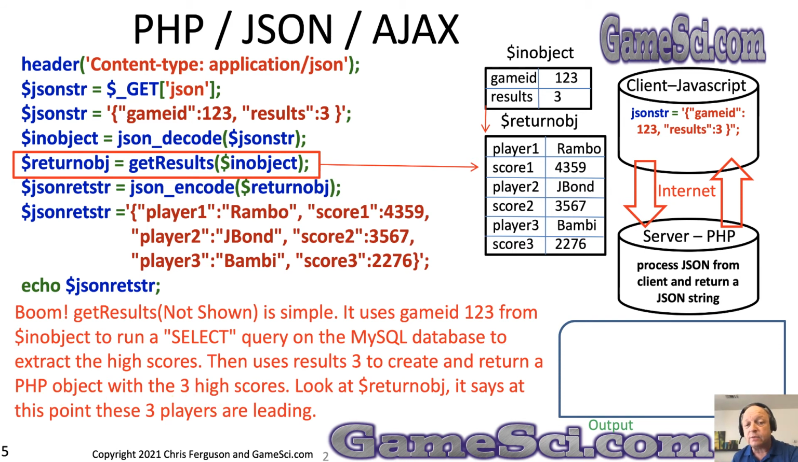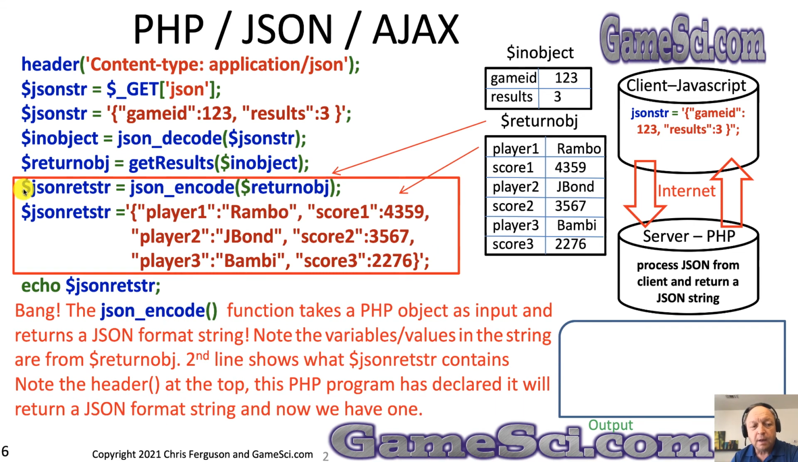Look at $return_obj. Here's $return_obj. Player 1 Rambo has a current score of 4359. That's the leader of the tournament at this moment in time. Player 2 is J Bond. Player 3 is Bambi. These are the 3 players in the tournament that have the highest scores at this point in time. $JSON_RET_str equals json_encode($return_obj).